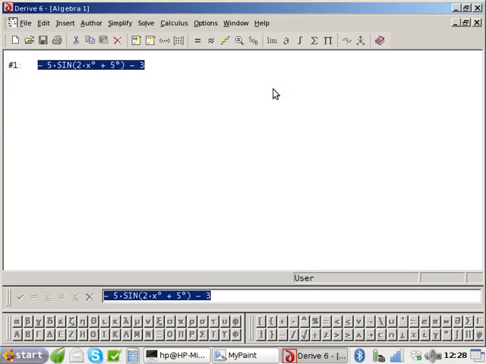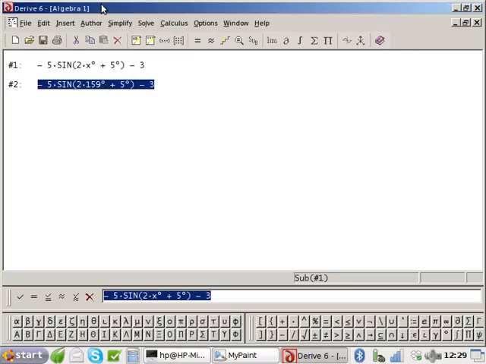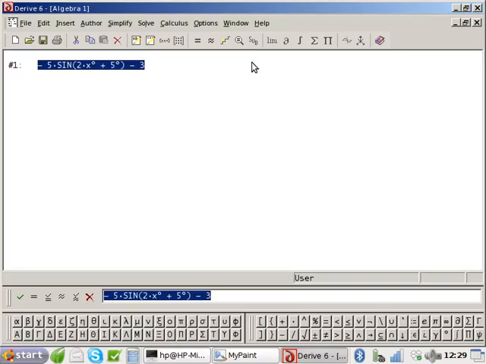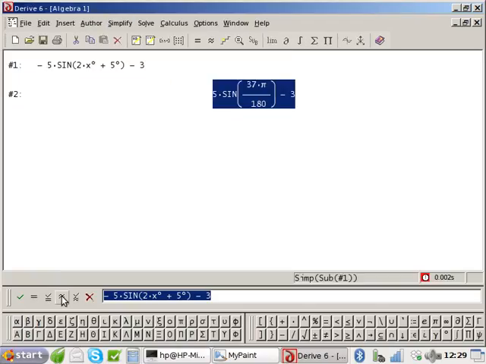What was the second answer? 159? Nope. Let me try that again. Oh, come on. 159, simplify and approximate.